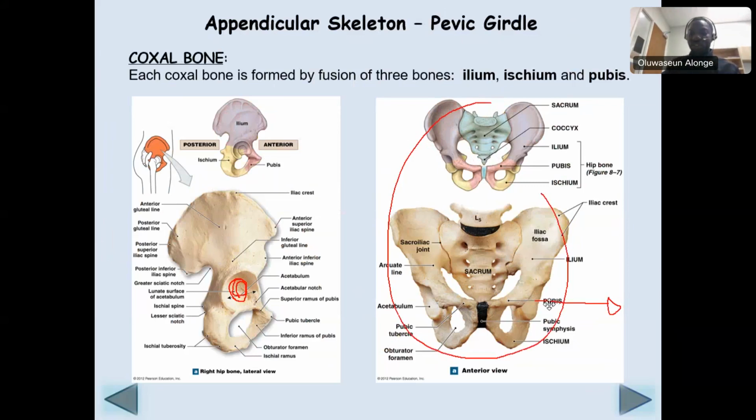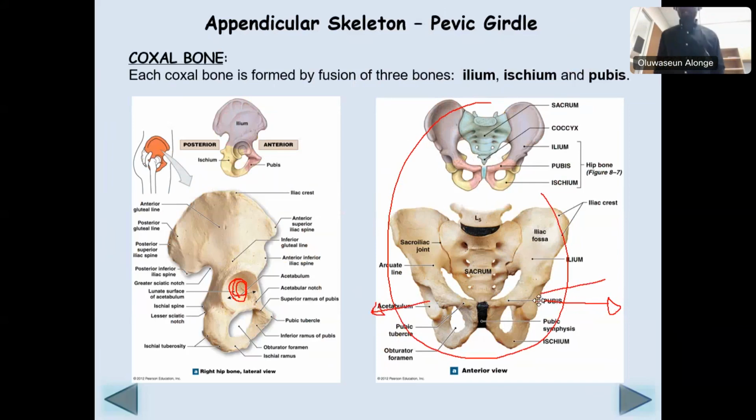So this is going to be the left side of the bone, and facing this side, this is going to be the right side of the bone. So if you're looking at it anteriorly, wherever the acetabulum is facing is the side of the bone. Now, when you want to look at the anterior view, it's when the iliac fossa is facing you, and then the acetabulum will be on the lateral side.